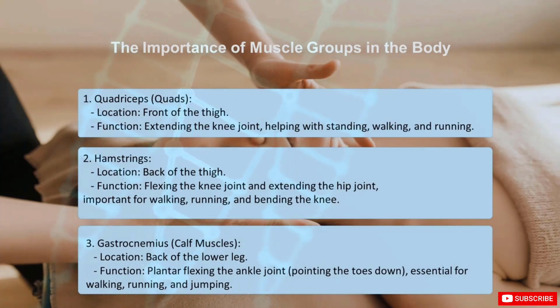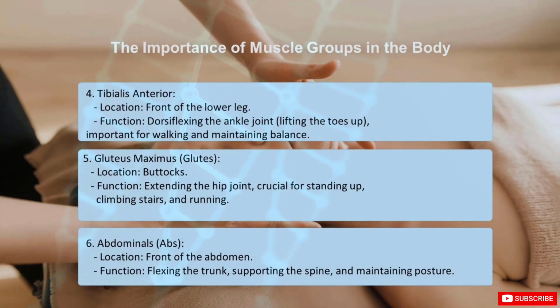3. Gastrocnemius, calf muscles. Location: back of the lower leg. Function: plantar flexing the ankle joint, pointing the toes down, essential for walking, running, and jumping. 4. Tibialis anterior. Location: front of the lower leg. Function: dorsiflexing the ankle joint, lifting the toes up, important for walking and maintaining balance.